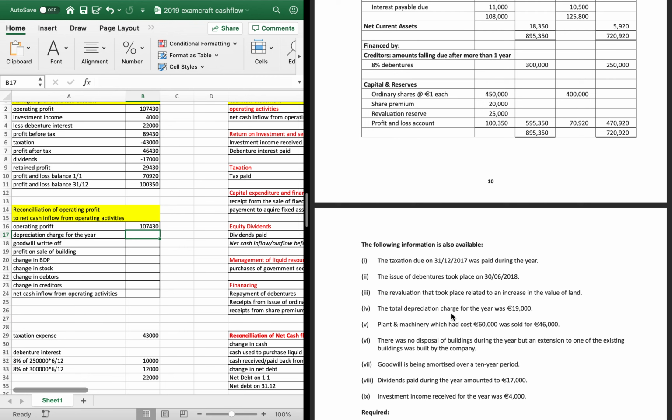So the total depreciation charge for the year is 19,000. Now that's a non-cash expense. So remember with these, we always add on non-cash expenses. Goodwill is another non-cash expense. Goodwill written off, 7,000. So that gets added on.